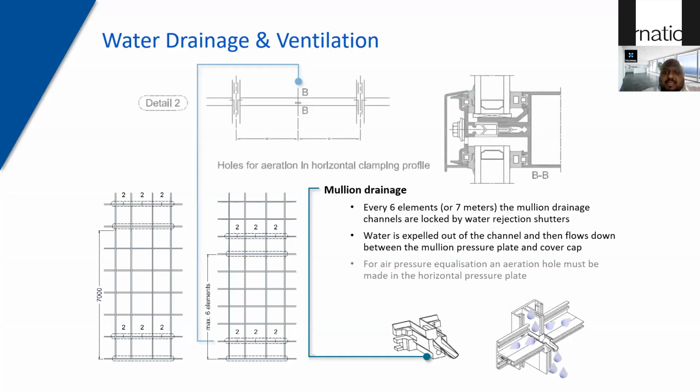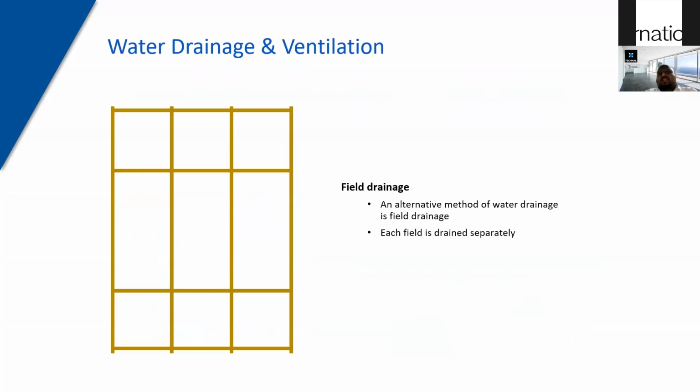But this is not a very popular drainage followed here in the Middle East, simply because of the workmanship. Imagine if you forget to put this nozzle, all this water is going to accumulate and it's going to remain in the curtain wall for a long period of time. So the kind of ventilation which is more popular here is field drainage, which is an alternative method of water drainage. And here each field is drained separately.